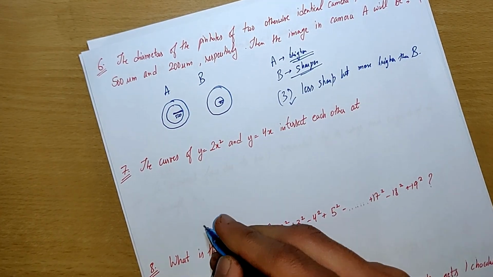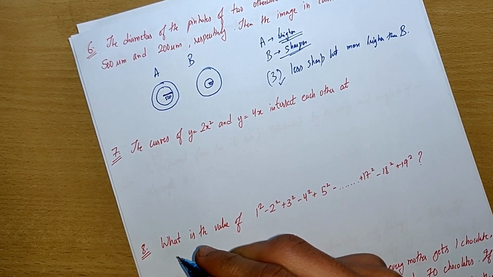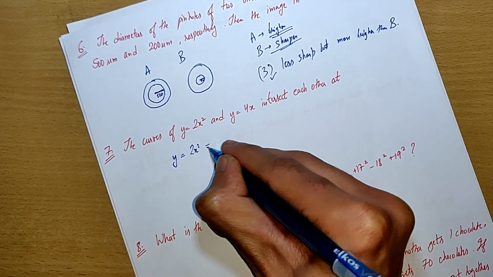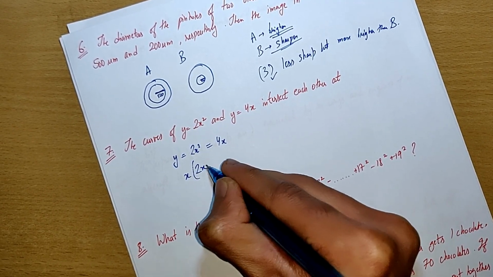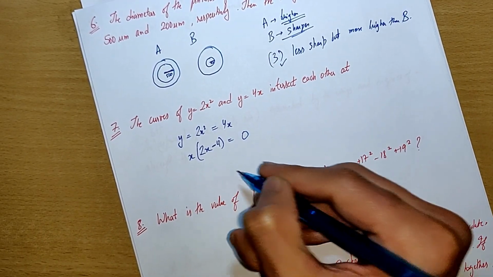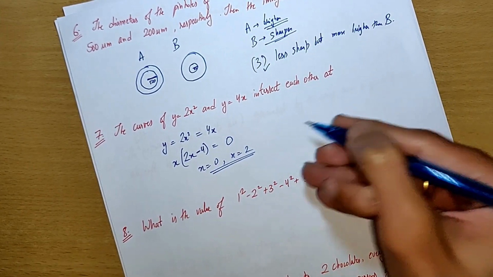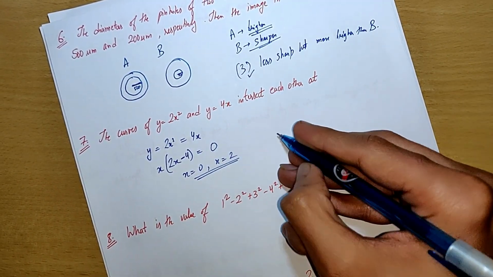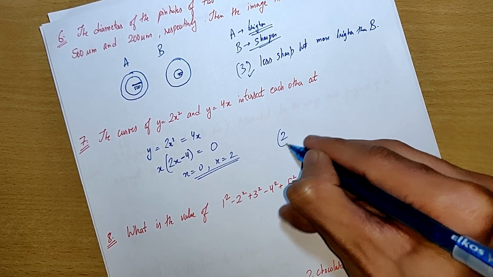Okay, so the next question: y equals 2x squared and y equals 4x intersect each other at, we can simply calculate, just substitute them. We can take 2x common: 2x times (x minus 2) equals 0, and then we get x equal to 0 and x equal to 2. So we are getting exactly 2 points at which these curves would intersect. So they would intersect at exactly 2 points. So the second would be the correct answer.